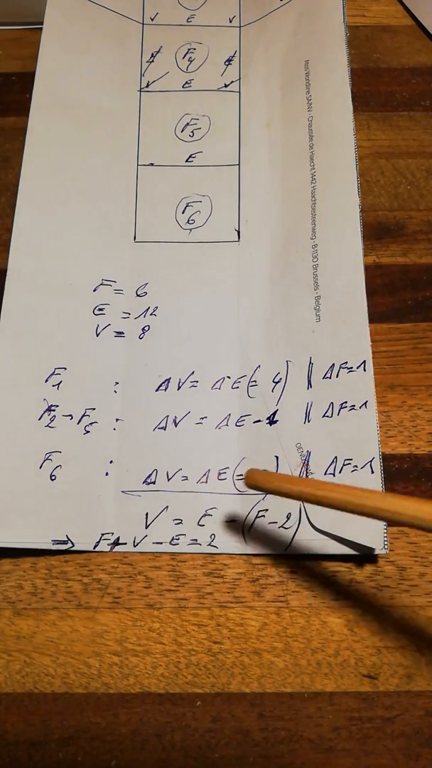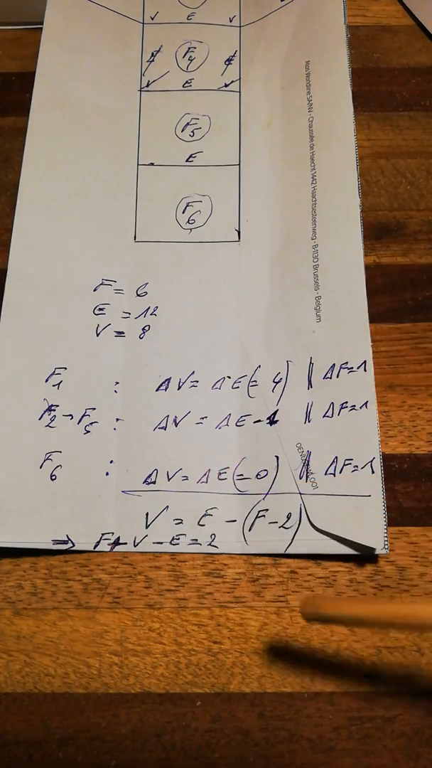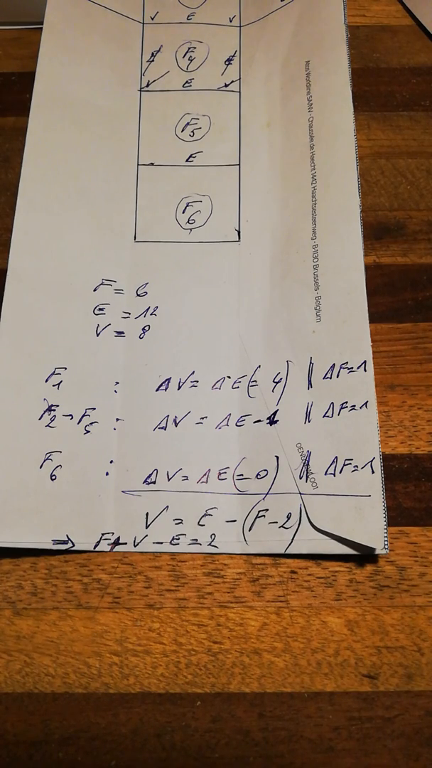And for the last one, the delta V will be equal to the delta E, and it will be 0, because it's only the F value that will change. The delta F is always 1 in all of the cases that you build an extra phase, of course. Let's add it up. The sum of the delta V is called the V, the total V of the constructed polyhedron. The sum of the delta E's will add up to the E value.